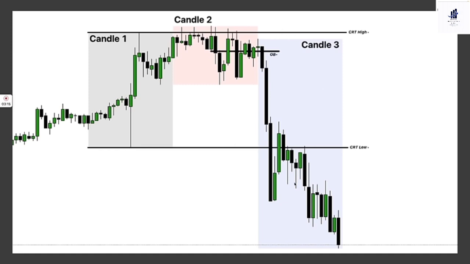Third candle, distribution. If you're trading the third candle only, the third candle opens, rises above, entry above. The third candle opens within the order block, and short.